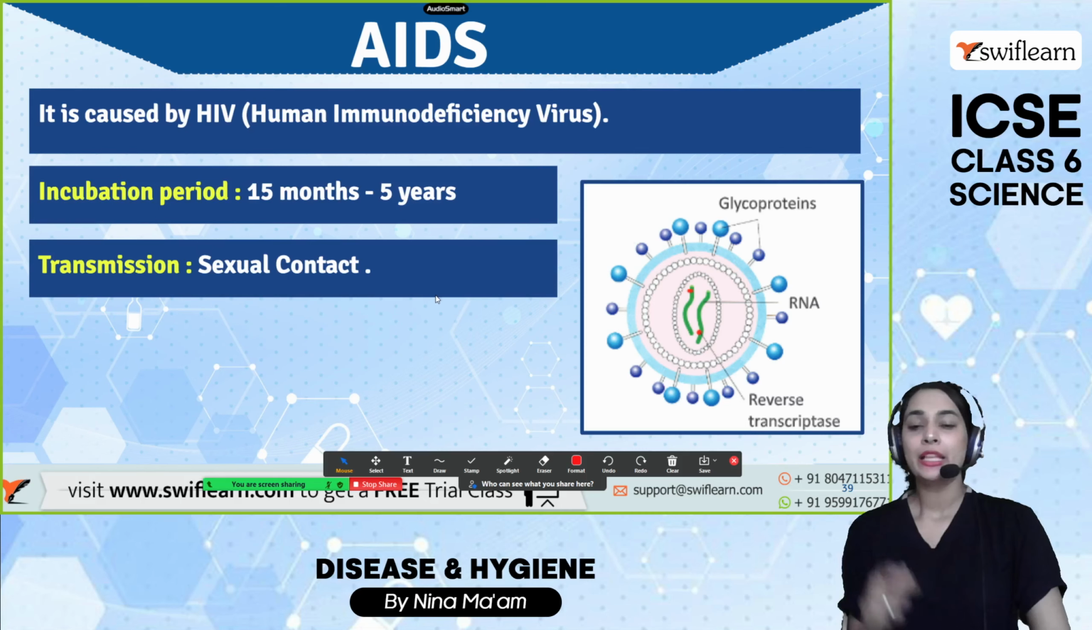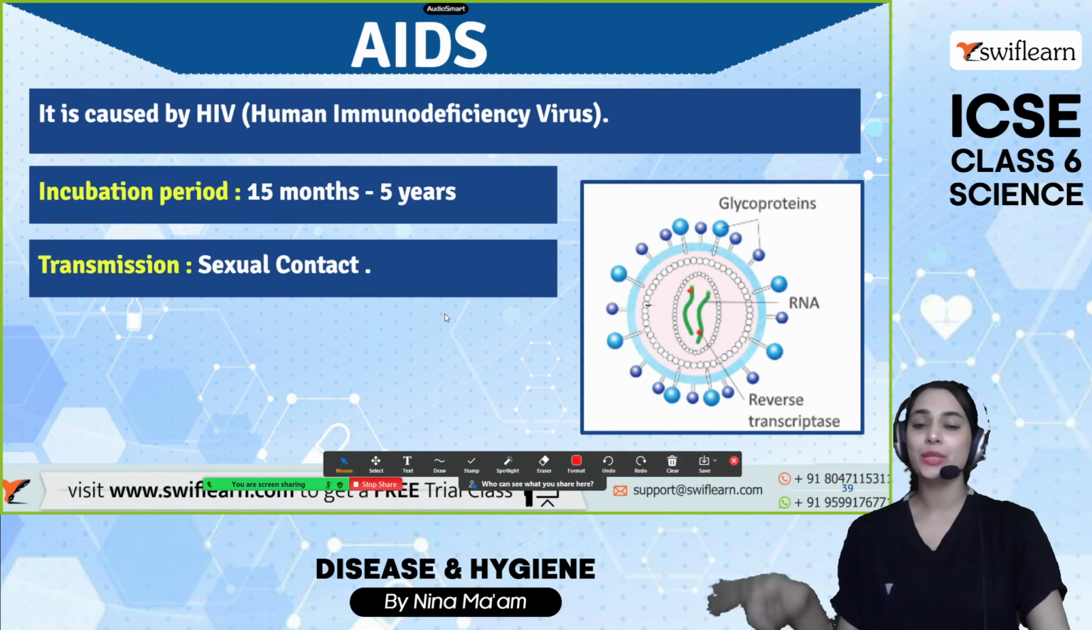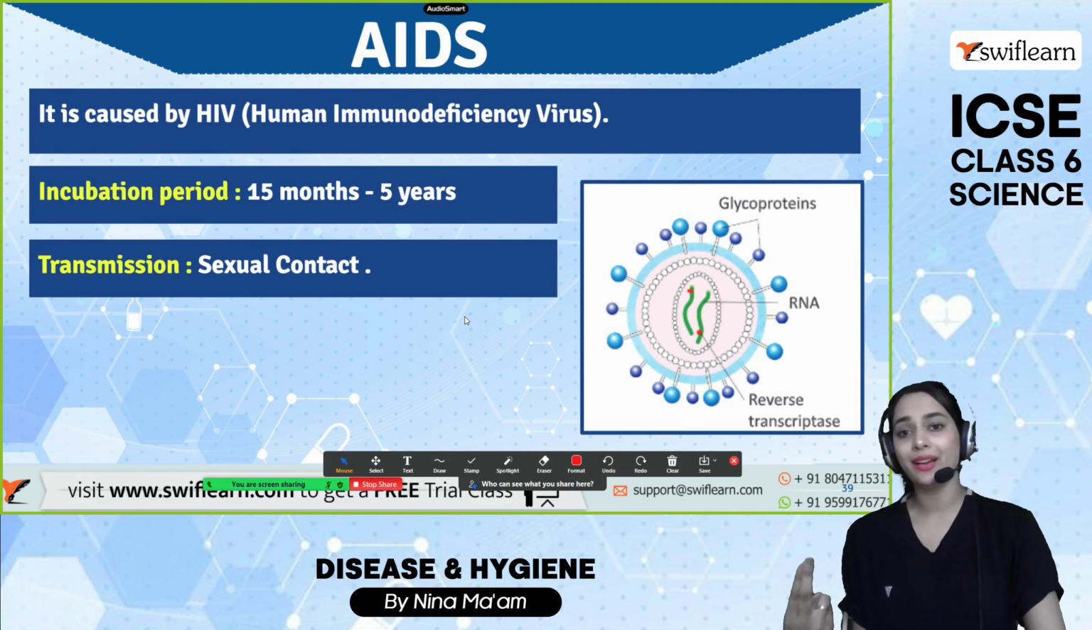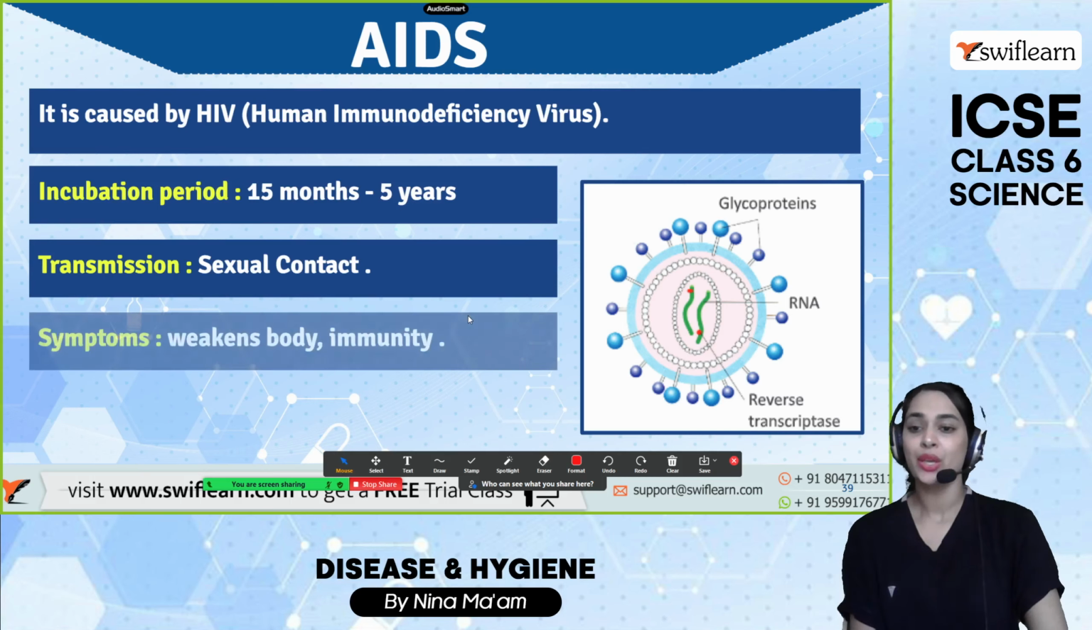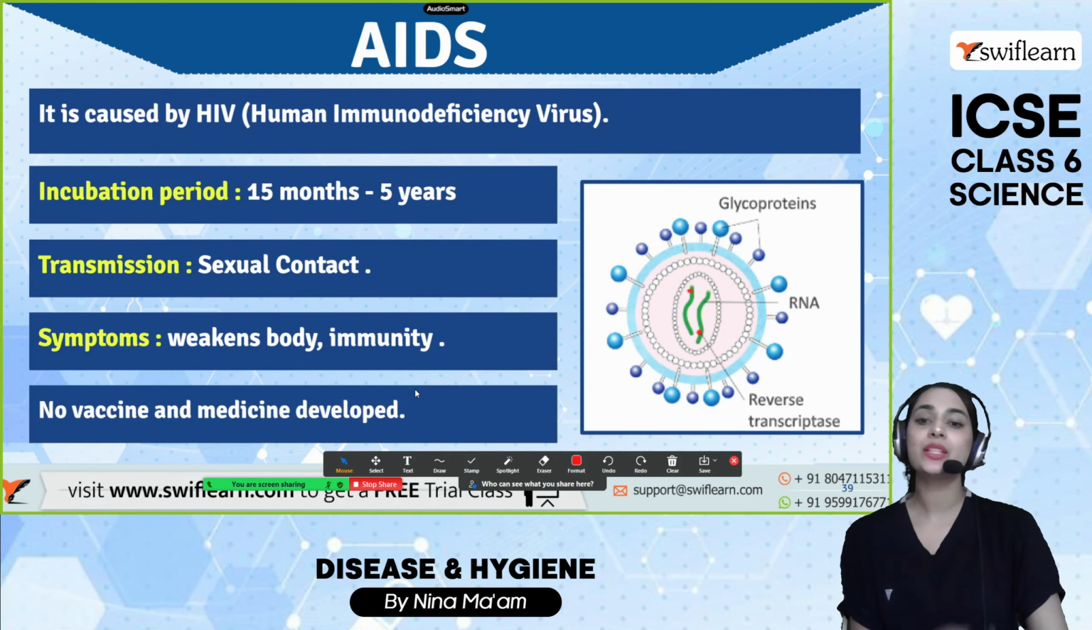For example, a person with AIDS used one needle. So what happens when the needle is used by a healthy person? There will be chances of transferring AIDS from the infected person to the healthy person, because there can be blood droplets within the needle, right? Yes, so we have to sanitize everything. Symptoms: weakens the body and immunity. No vaccine or medicine has been developed yet, so we have to be very careful with AIDS.